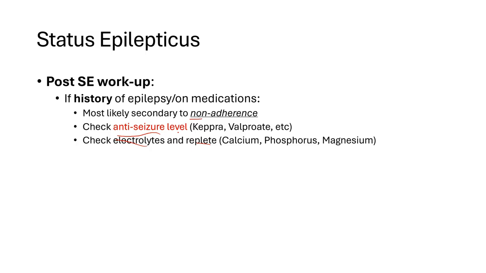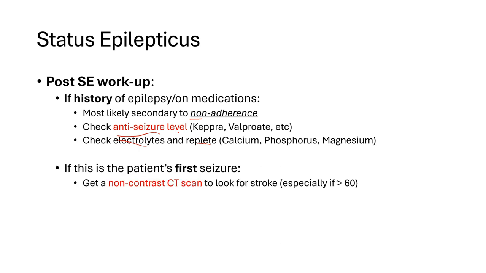Now, let's say an individual presents with a first-time seizure, or they present when they're extremely old, like above 60, 65, 70, etc. In this case, we typically want to get a CT scan. And what we're looking for here is a stroke. The reason being is because this is the most common cause of SE in individuals above the age of 60. And that's how you'll know for your exams.